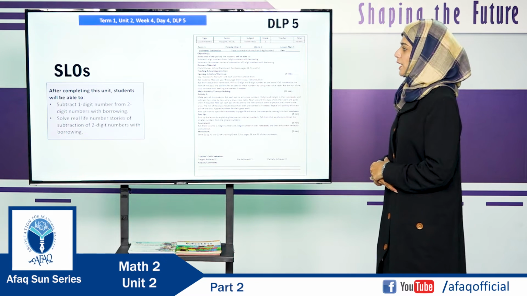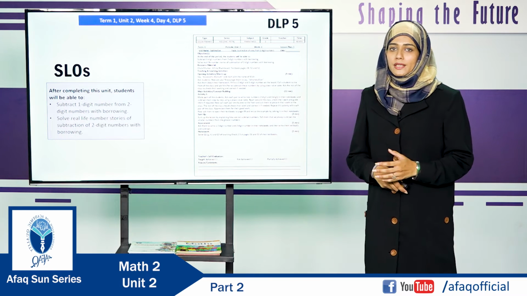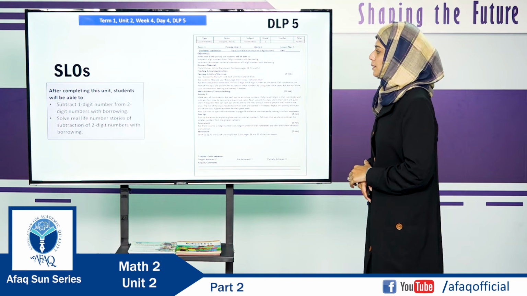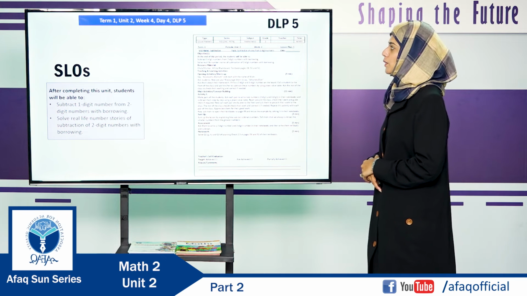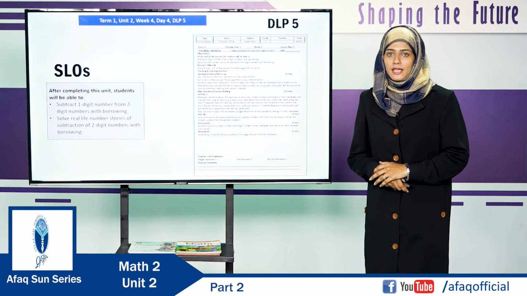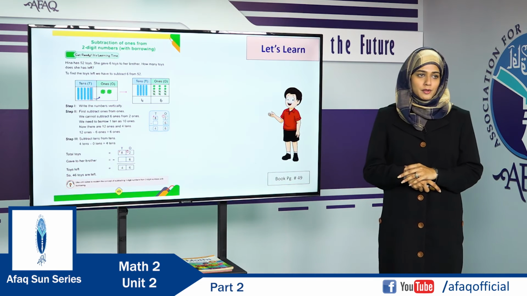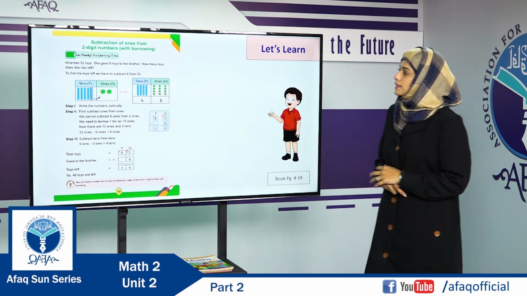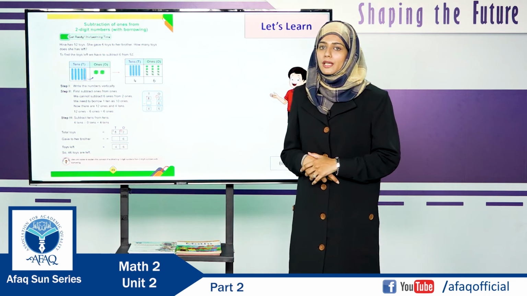In this SLO, we are going to subtract a one digit number from a two digit number with borrowing. To cover this, the methodology has been provided in DLP 5, which falls in term 1, unit 2, week 4 of day 4. Let's move towards the questions. On page number 49, here is the subtraction of ones from a two digit number with borrowing.